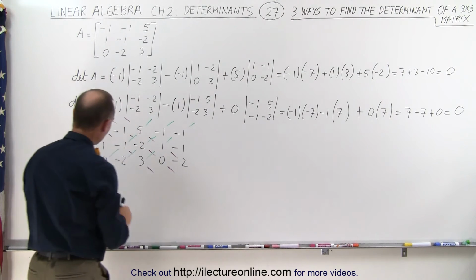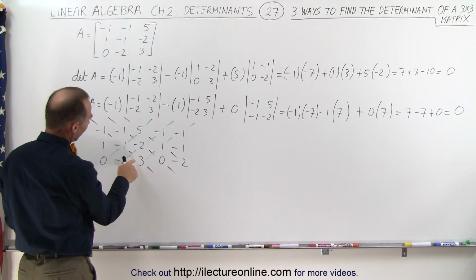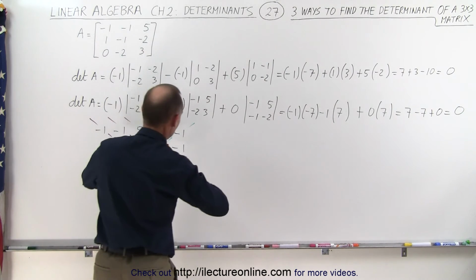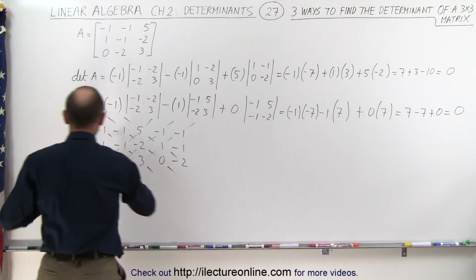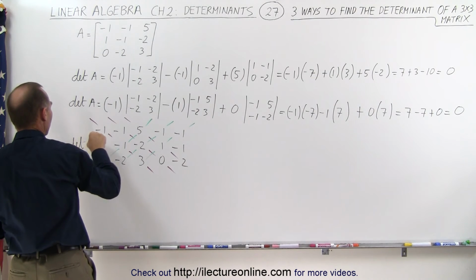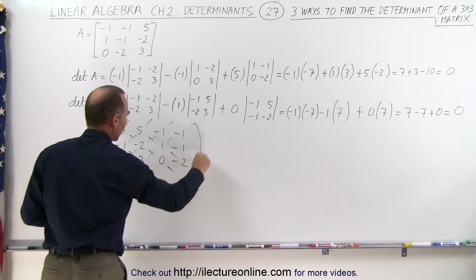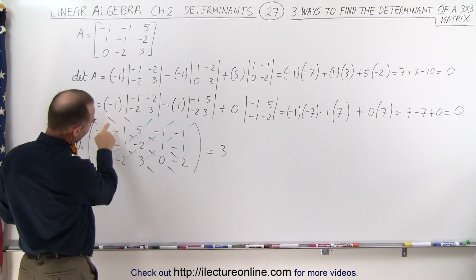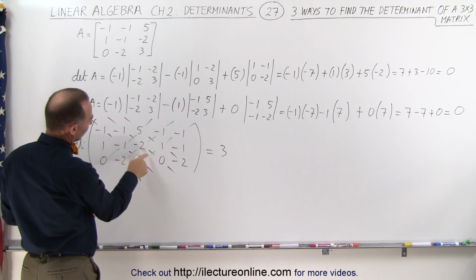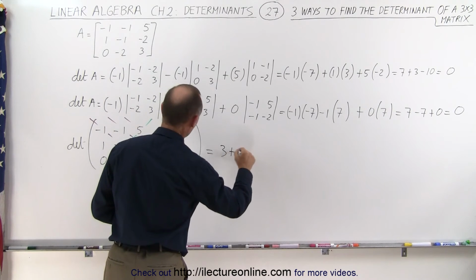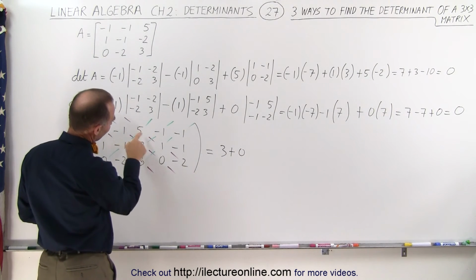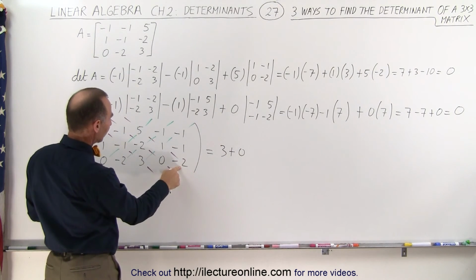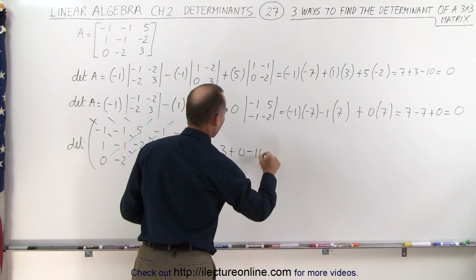Starting with the first diagonal, we have minus 1 times minus 1 times 3, that's 3. So the determinant of this thing right here would be equal to 3. The second diagonal is minus 1 times minus 2 times 0, which is plus 0. The third diagonal, we have 5 times 1 times negative 2, that's a minus 10.